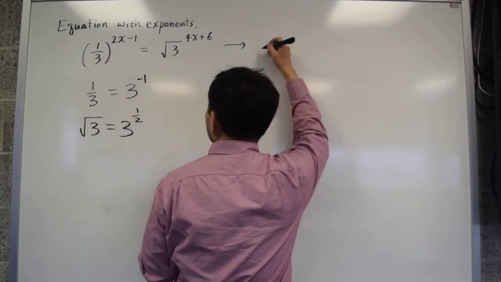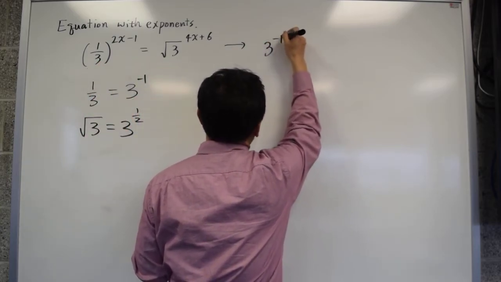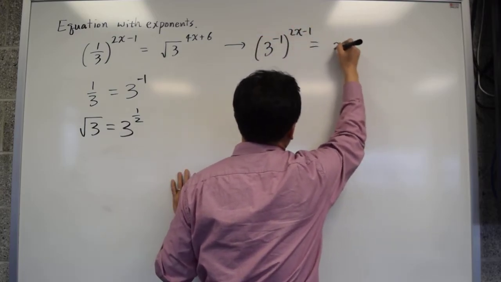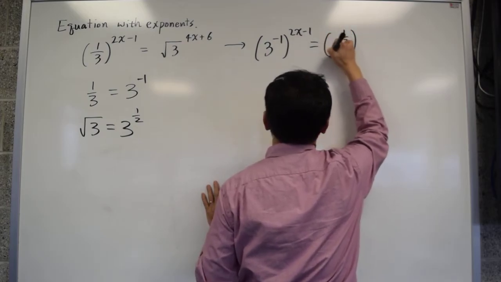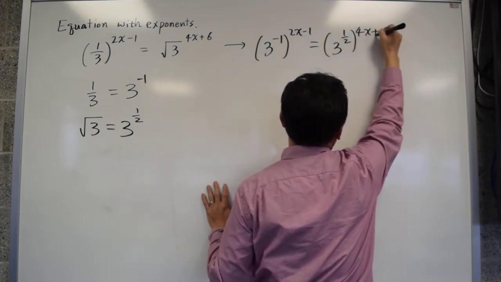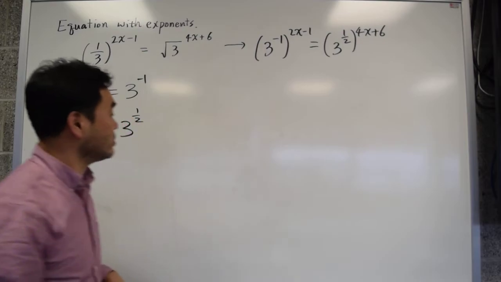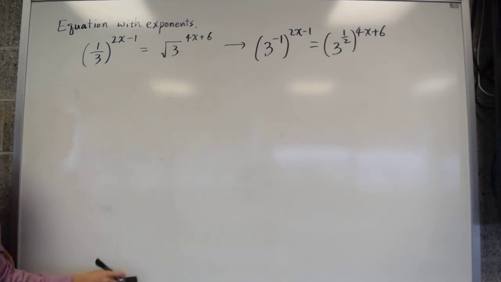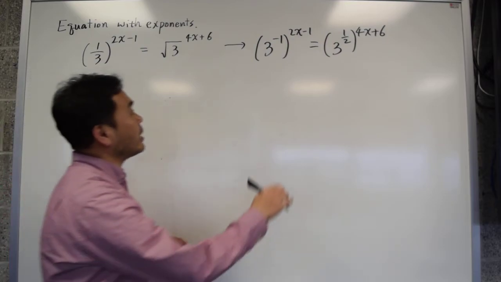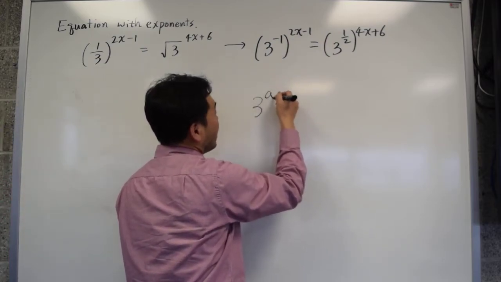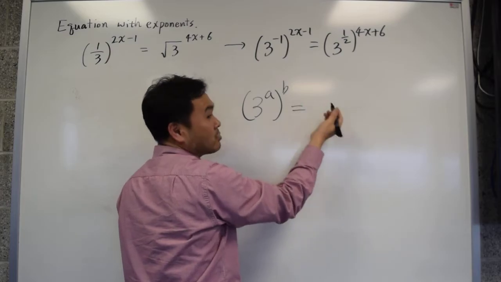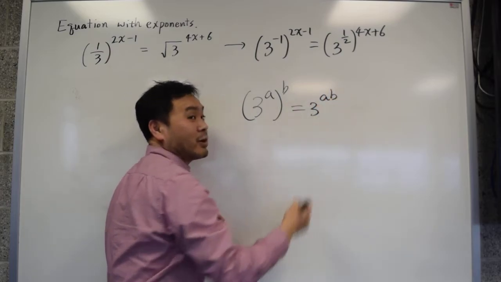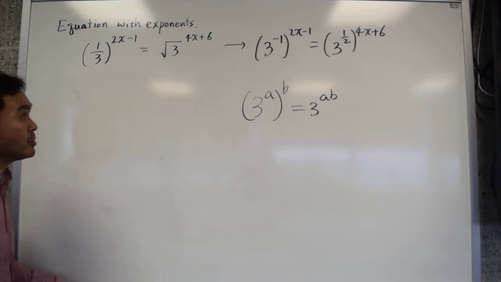So knowing these, we're going to transform this equation by replacing the 1/3 and square root of 3 using these. You have 3 to the negative 1, to the power of 2x minus 1, equals 3 to the 1/2 power, to the 4x plus 6. Now if you have 3 to the a to the b, what's the rule? 3 to the ab, they multiply. The rule is that you have to multiply them.